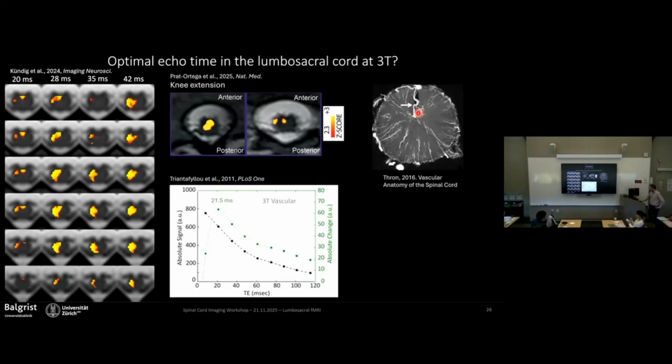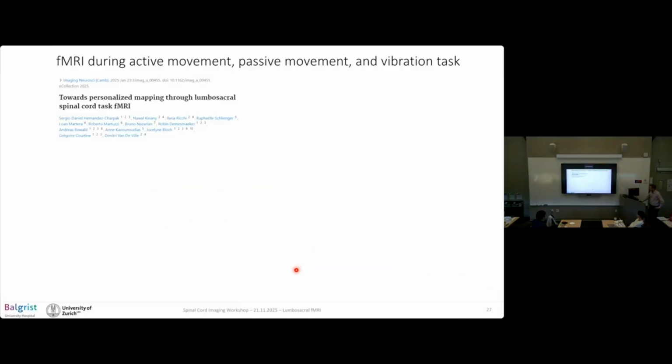And we also know from a brain study that the part of the BOLD signal which comes from the vasculature peaks at a lower echo time. Here in the brain, it was found to be 21 milliseconds and then becomes less afterwards. So in our opinion, this is a large vein effect, which is not a false positive per se, but this is also not something that we are typically interested in.